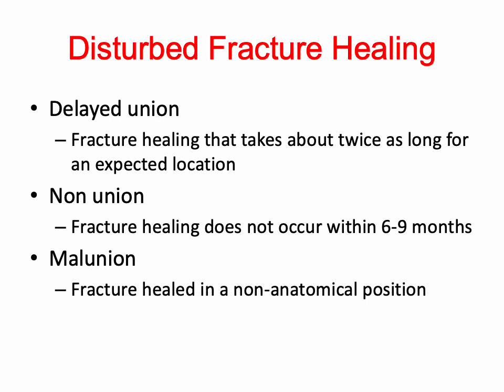So there are particular complications of disturbed fracture healing. A delayed union is fracture healing that takes twice as long as it should for an expected location. Non-union is fracture healing that doesn't occur within 6 to 9 months, and these can also form pseudarthroses or pseudoarticulations. And malunion is a fracture that's healed but in a non-anatomical position.